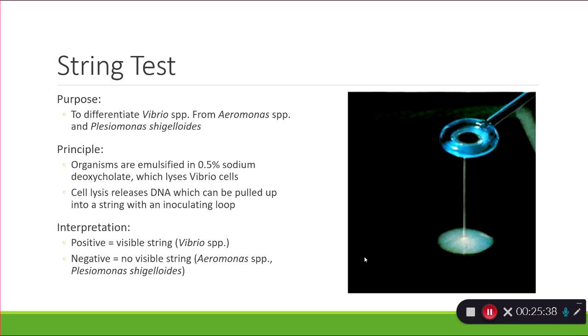As far as the string test goes, this differentiates Vibrio species from Aeromonas species and Plesiomonas. Organisms are emulsified in 0.5% sodium deoxycholate, which lyses Vibrio cells. The cell lysis releases DNA that can be pulled up in a string. If it's positive, it's Vibrio species. Negative, Aeromonas or Plesiomonas shigelloides.